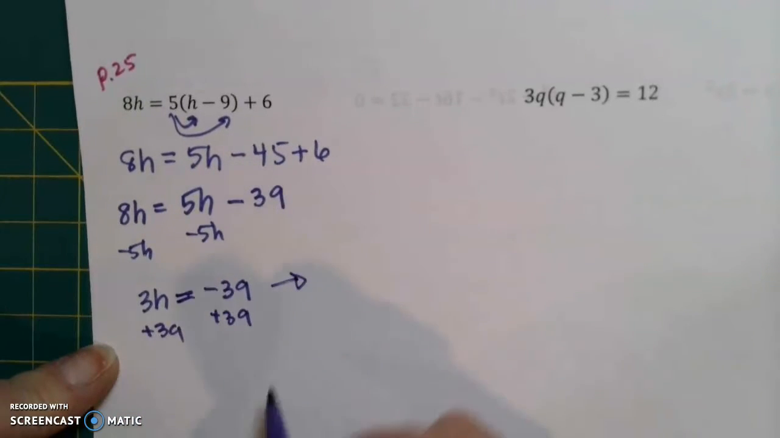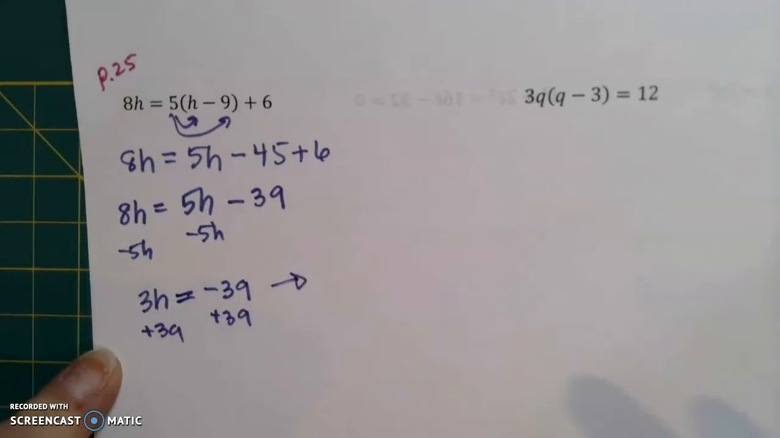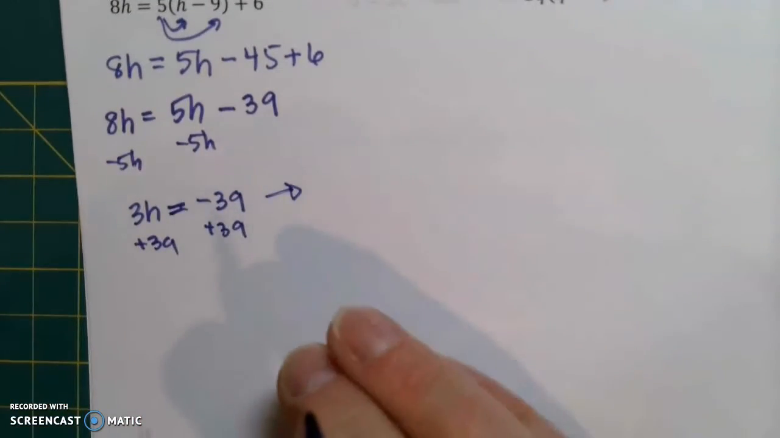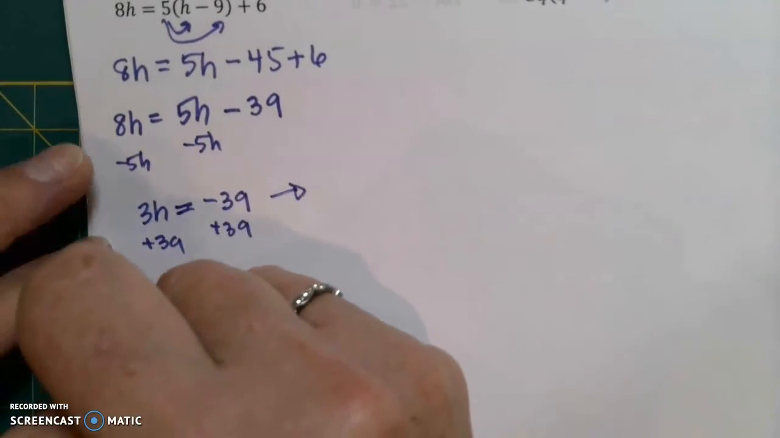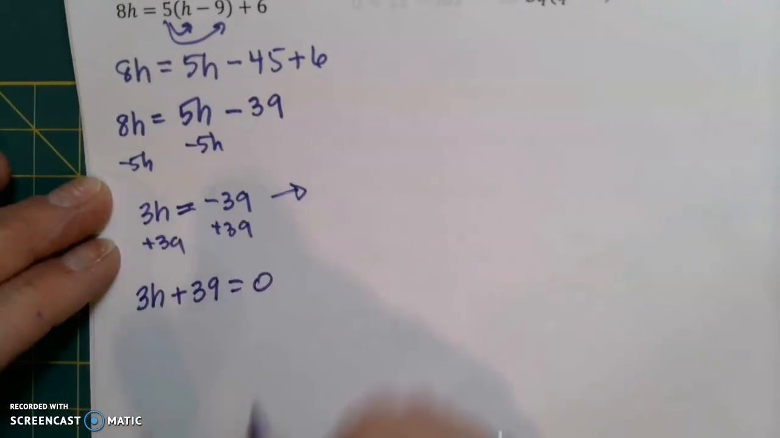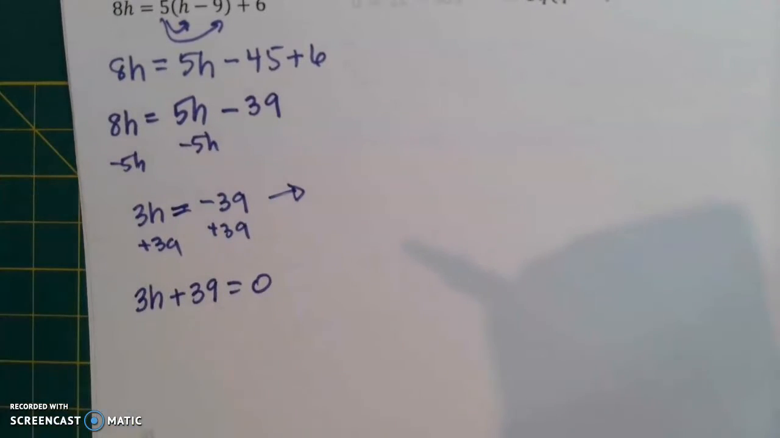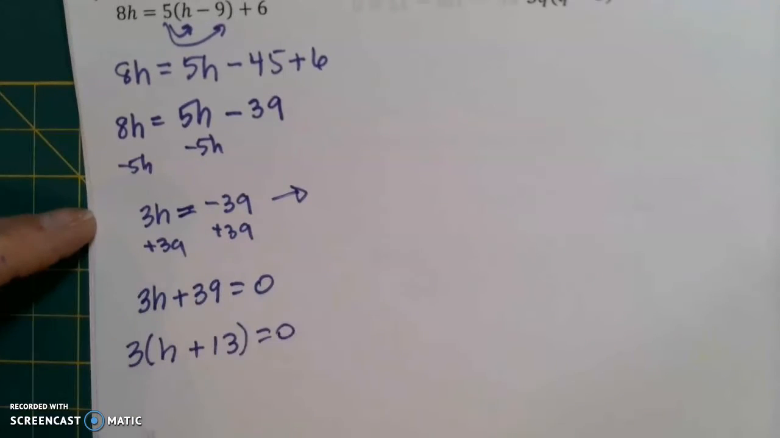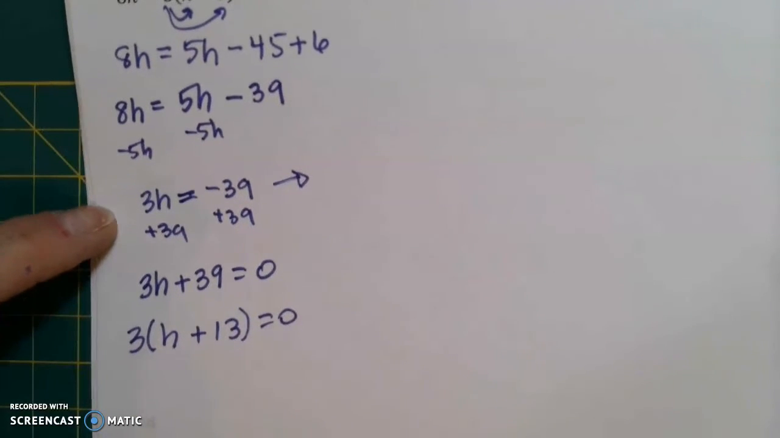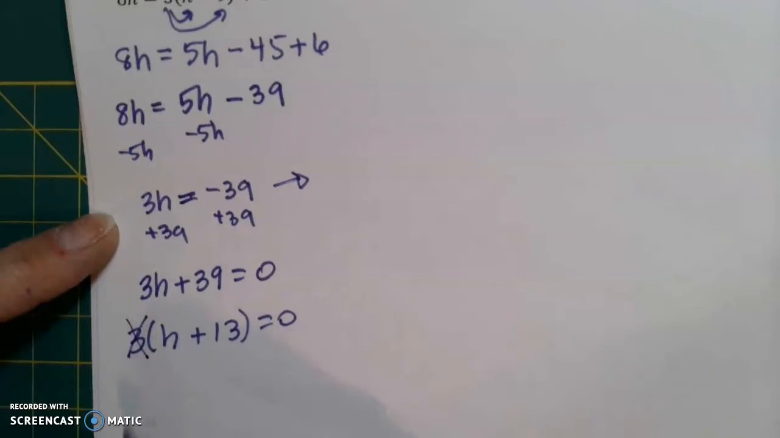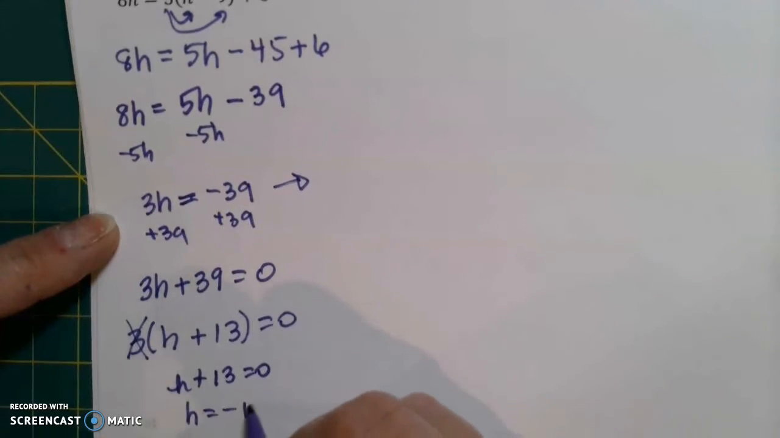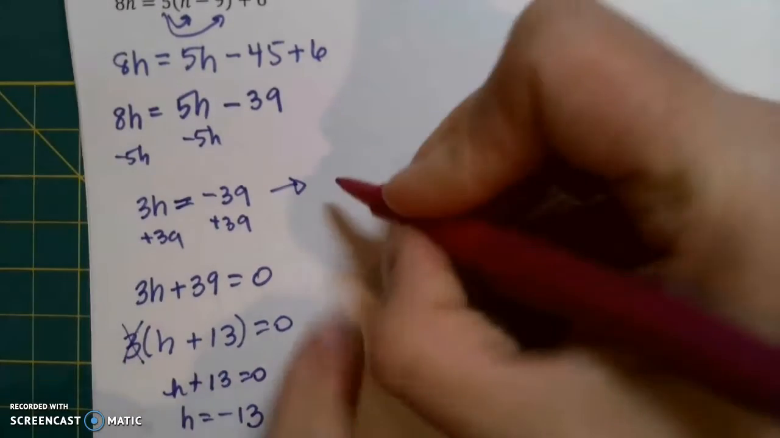Now, yes, we could go from there and solve it the way that we were used to, but I do want to try the zero product rule method on this one so you can see how it will look. So we've got 3h plus 39 equals 0. And then at this point we are going to factor. We can factor out a 3. So we get 3 times the quantity h plus 13 equals 0. Remember, because this is a numerical factor only, I can divide that out and then just have h plus 13 equals 0, which would give me h is negative 13. It's going to be the same thing.